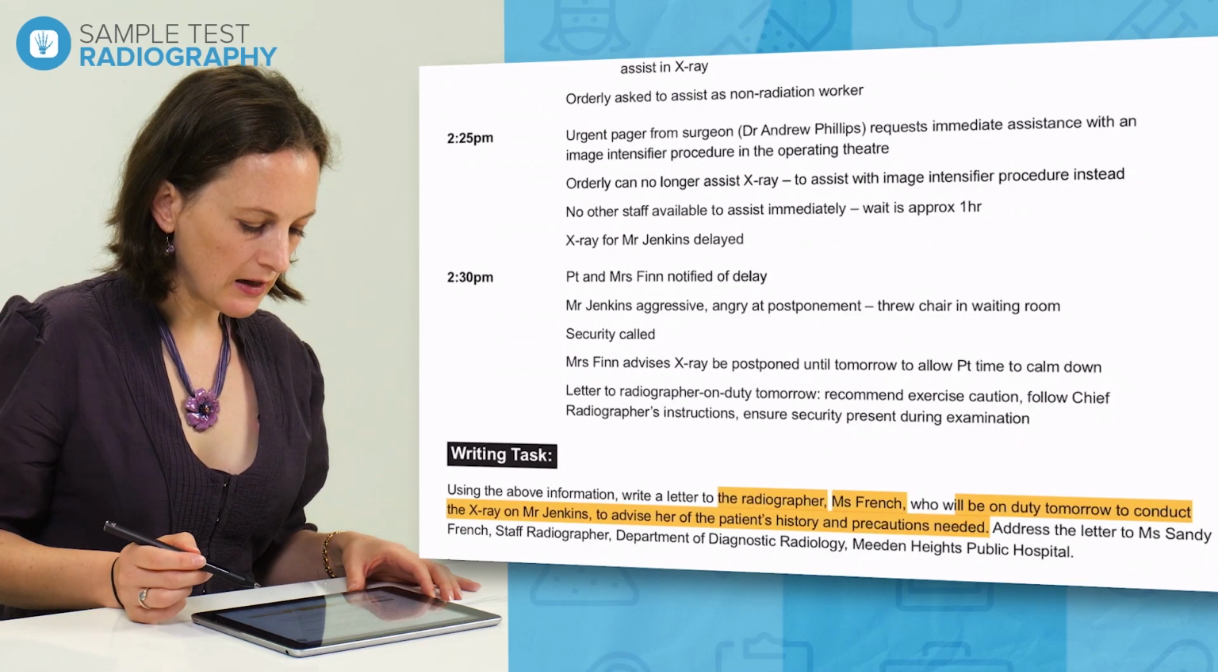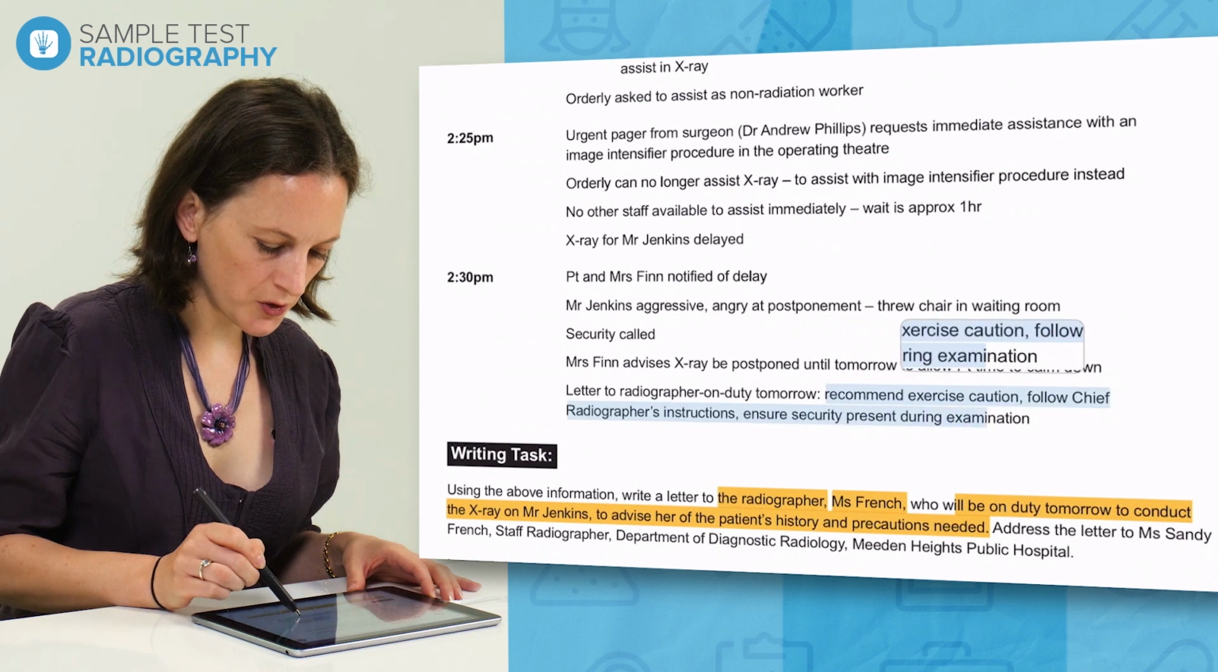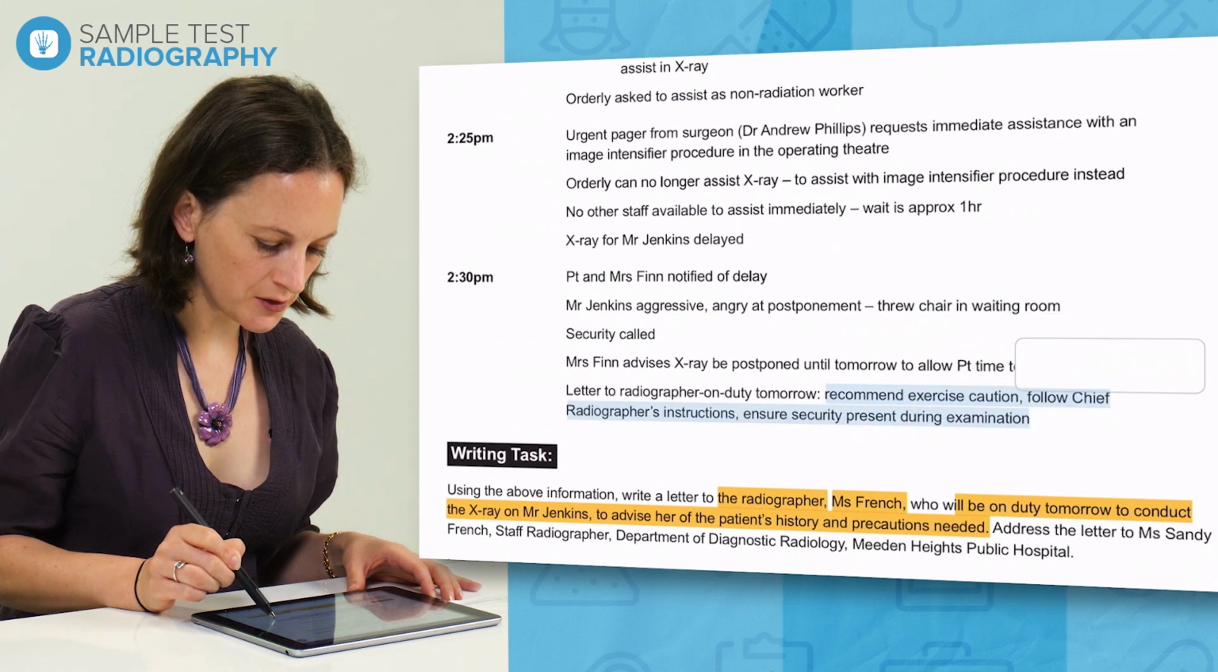Before I start reading the case notes from the beginning, I want to make sure I have completely understood the reason for writing the letter. So another good place to check for any detail about this is in the last information in the case notes. From here, I notice the recommendations to exercise caution, to follow the chief radiographer's instructions, and to ensure security is present during the examination. With this in mind, and remembering the specific reasons for writing this letter, to provide the patient's history and precautions for tomorrow's X-ray, I can start reading through the case notes line by line, deciding whether each one is relevant to the reader or not.